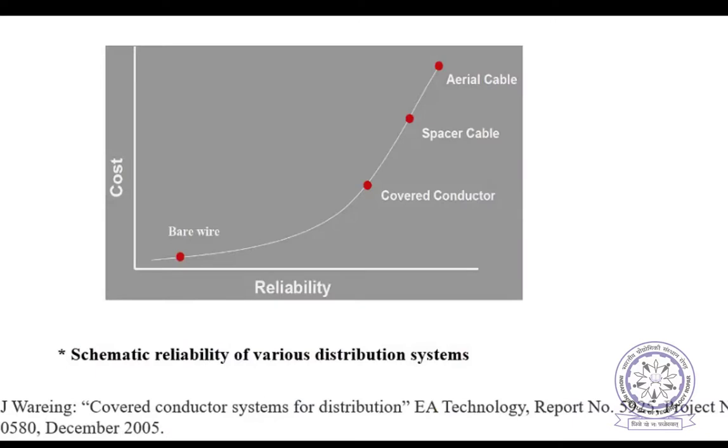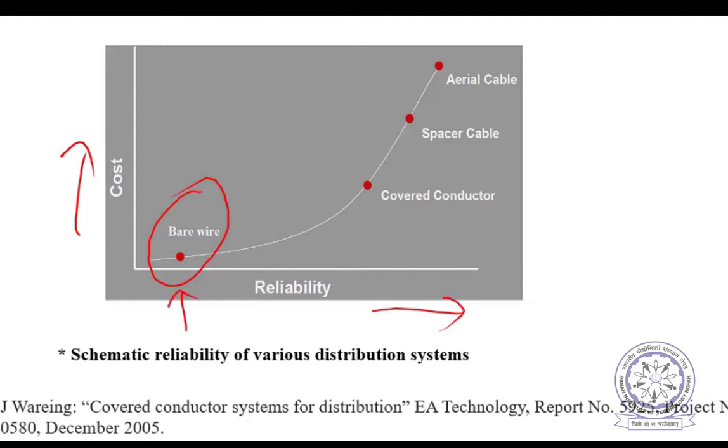Then here you can see the cost versus reliability. Reliability means supply power without any interruption. So how reliable? The more reliable means the more pure quality of power supply without any interruption. So you can see cost on this axis and then reliability on this axis. If this is the bare wire, it has low cost, but its reliability is very poor.